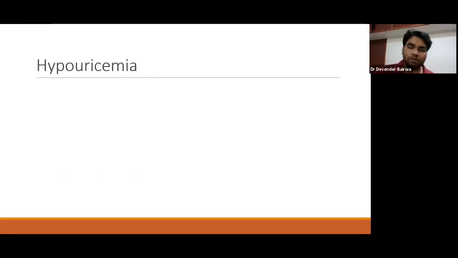Coming to hypouricemia, we have seen everything about hyperuricemia, increasing uric acid and its detrimental effects. So what can happen? There can be a uric acid level less than 2 milligram per deciliter. That is known as hypouricemia.